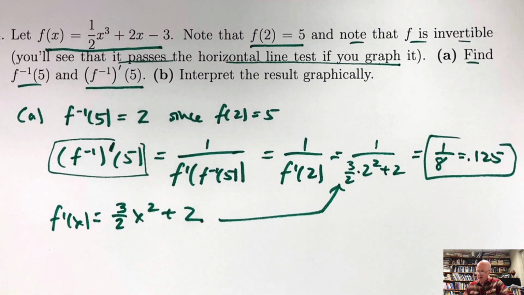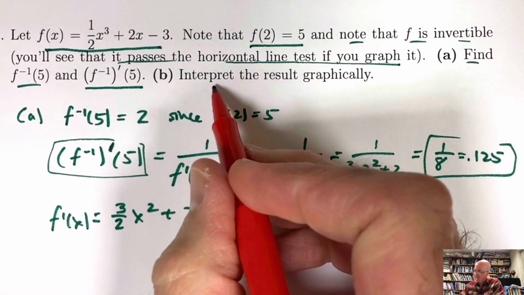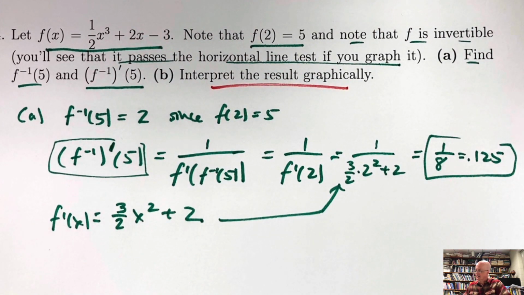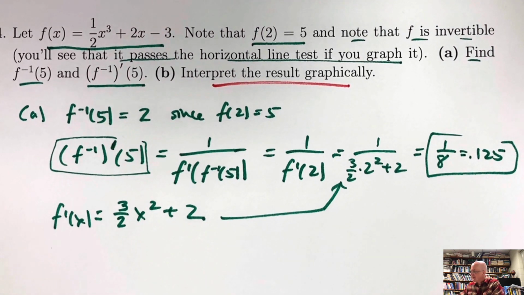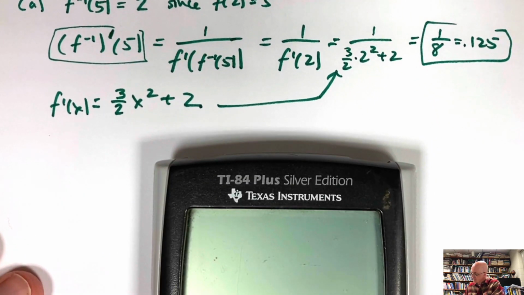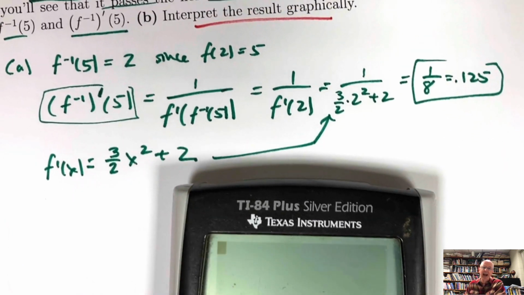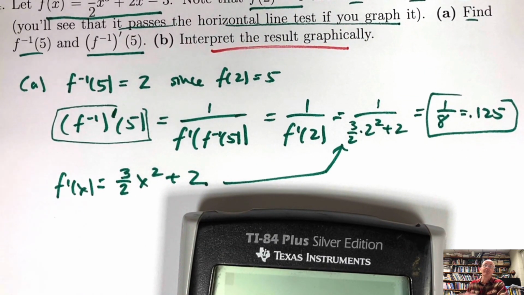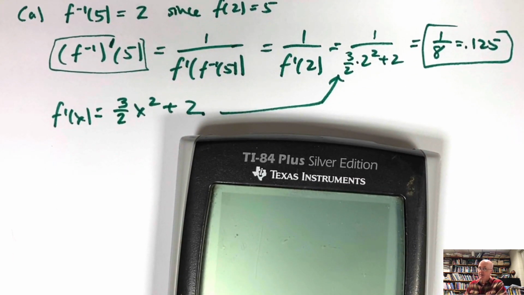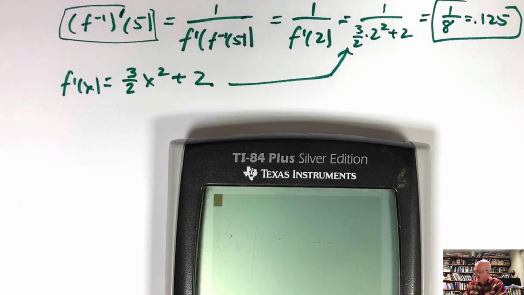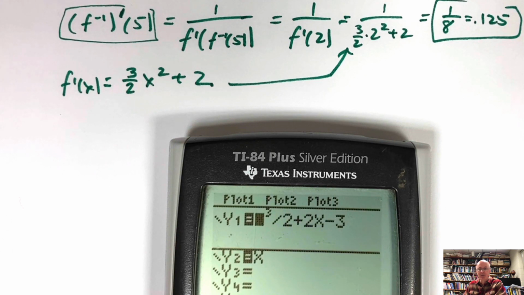Part B says interpret this graphically. Okay, so let's use the technology here to do that. I'm not going to be able to graph the inverse function unless I found its formula. It's actually possible to find the formula. It's just a mess. I don't want to find it. I don't want to type it in here. So in my y equals screen, we'll just try to imagine the graph of the f inverse function.